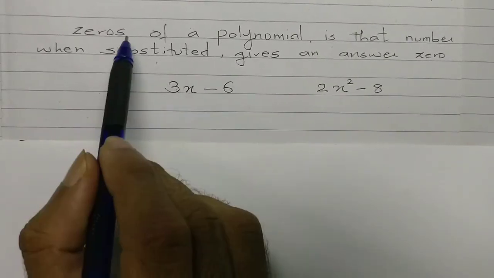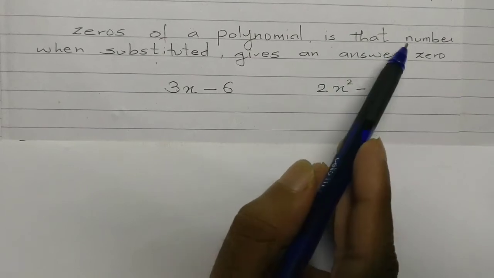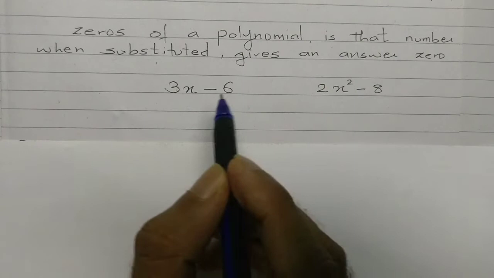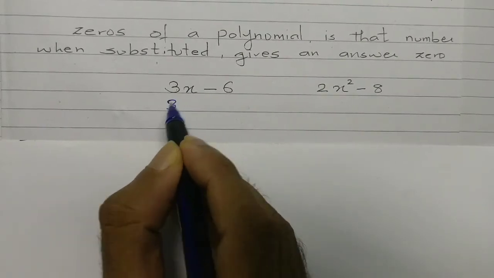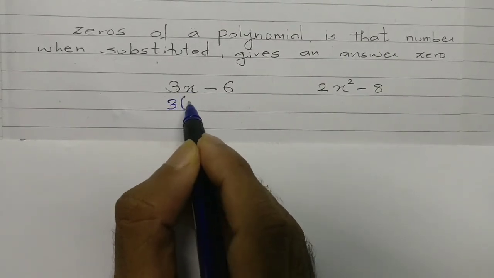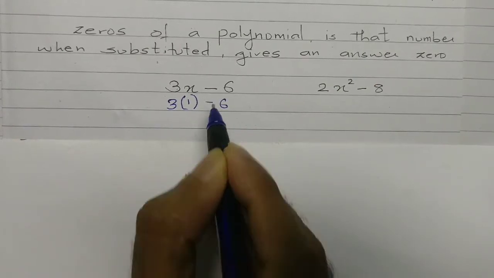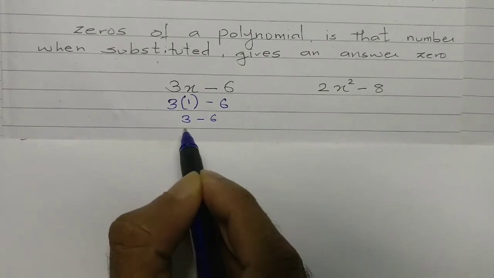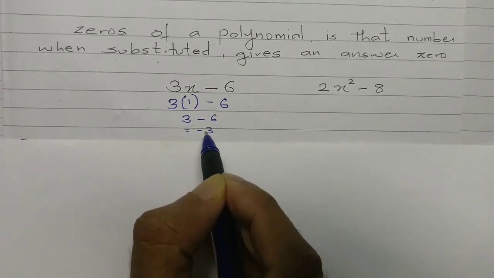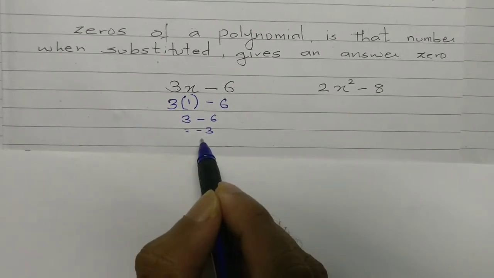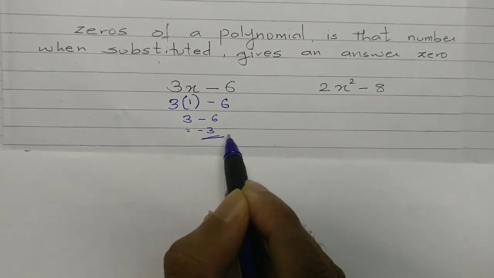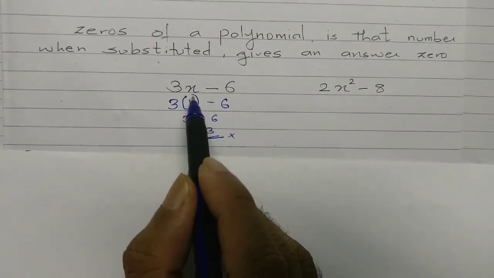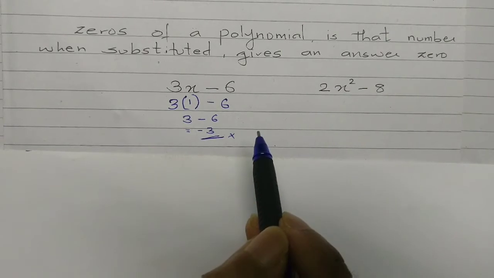So what are we saying? Zeros of a polynomial is that number which, when substituted, gives an answer 0. So let us take an example. Over here, instead of x, let me put 1: 3 times 1 minus 6. If I do that, I'll get 3 minus 6, which will be minus 3. Is my answer 0 over here? No. That means this number which you have substituted is not the 0 of the polynomial.